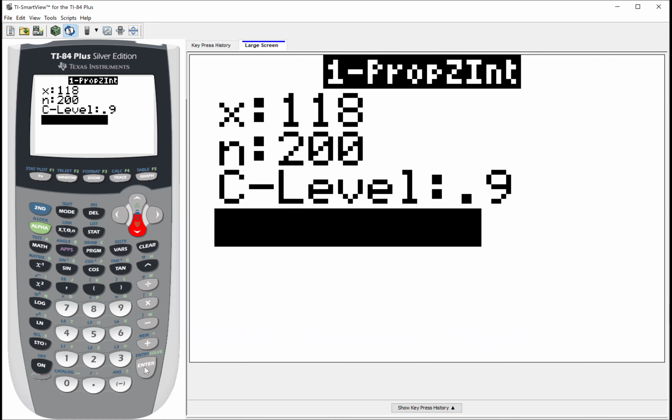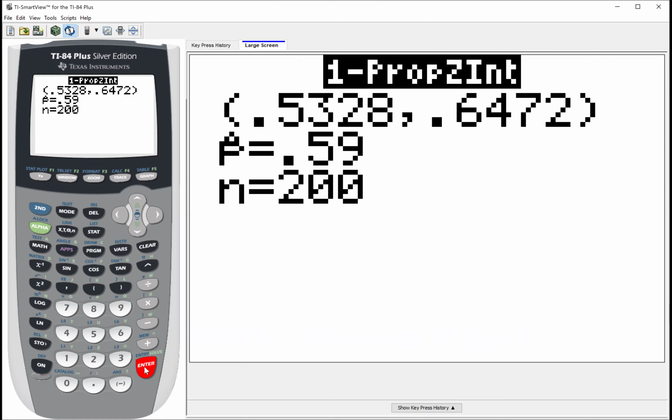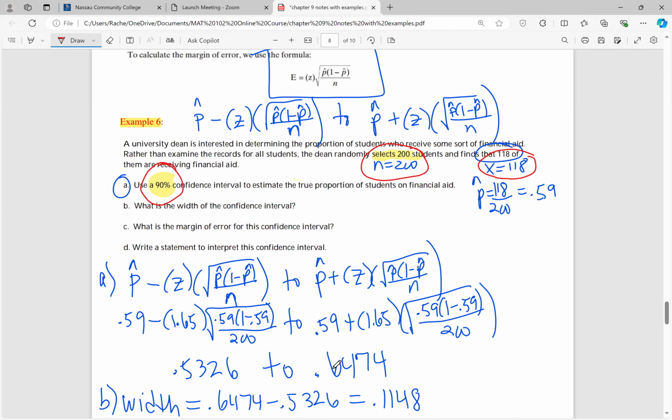So now we have to calculate. And you see how we get 0.5328 to 0.6472, which is pretty much the same thing that we got when we did it by hand. There's just a teeny tiny bit of rounding error, which is normal.